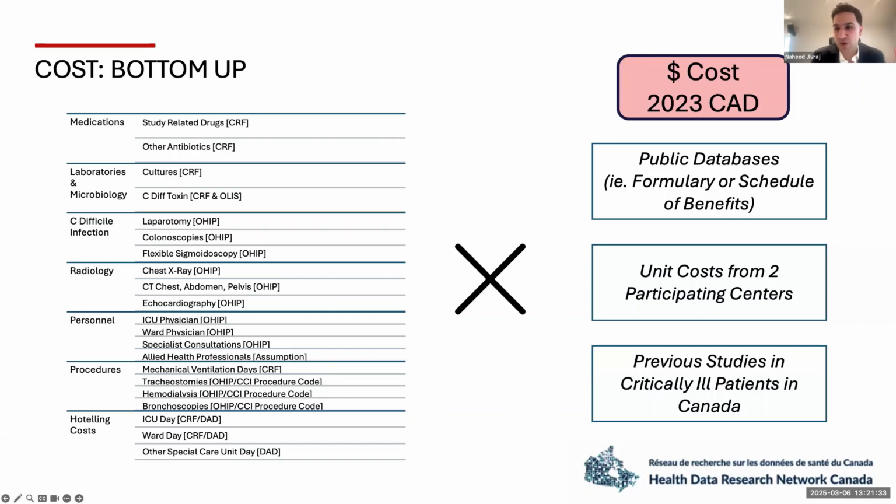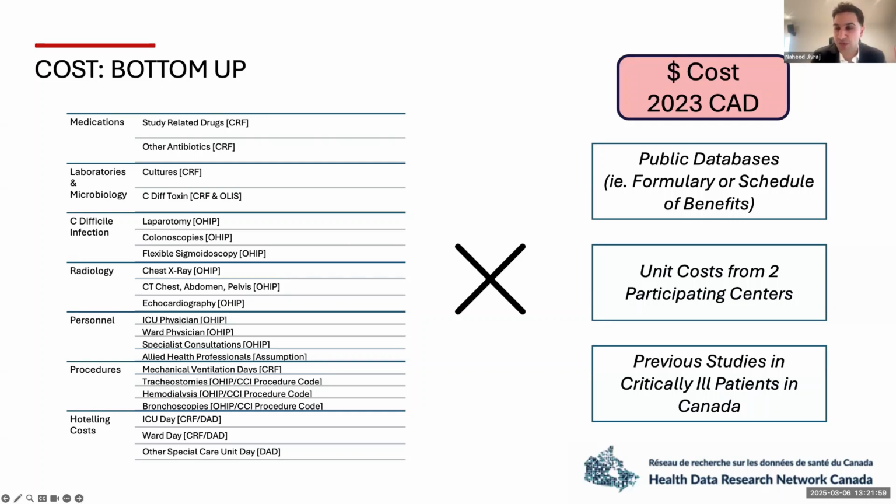Finally, if after those two do not work, then we will look at previous studies in critically ill patients in Canada who have obtained costs for some of these line items and use those costs adjusted for inflation. So this approach is great because it allows for granularity. It allows for us to understand what might be driving some of the difference in costs between groups.